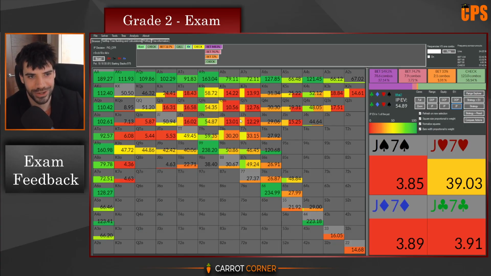Hopefully that makes sense and you can see the distinct differences between all of these cards and why the solver is choosing different strategies on each one. Let's move on to question 2.